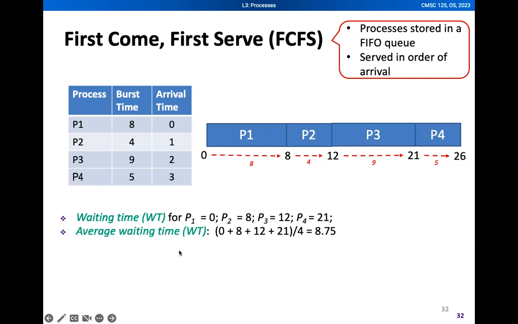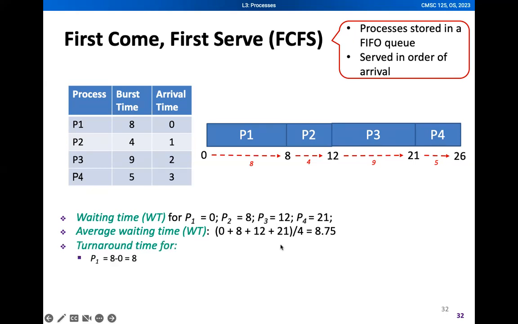Okay, and to compute the average waiting time, we simply have to sum this all up and divide by the total number of processes. So in this case, we have 4 processes. So it is equivalent to 8.75.